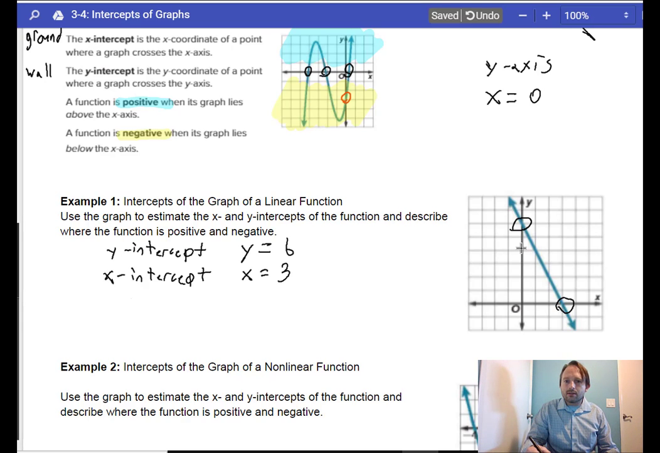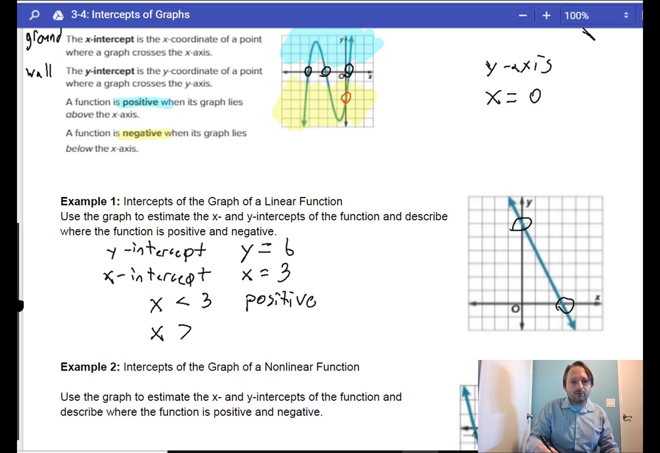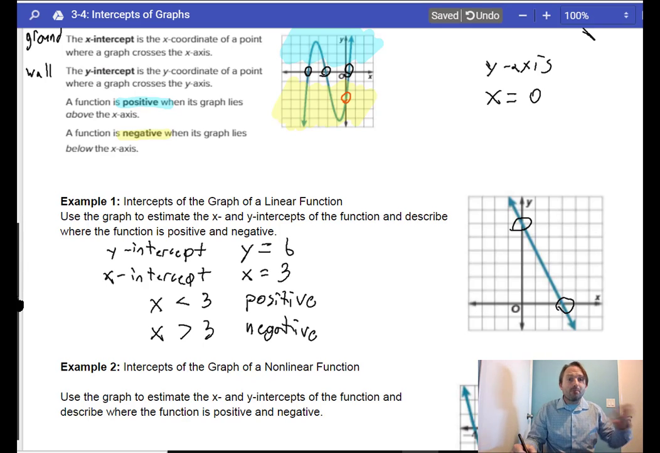There it is. Now, we understand that the function is positive when it's above. So at x equals 3, it hits. So when x is less than 3, it's positive. When x is more than 3, it's going below the x-axis. So this is negative. And I would say when x equals 3 that it's neither positive nor negative because it's 0. 0 is not positive or negative. It's 0. It's nothing.